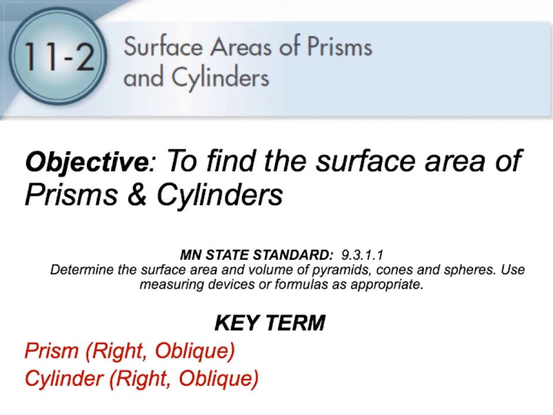Our next lesson is surface area of prisms and cylinders. A lot like chapter 10, this chapter has to deal with a lot of formulas. So we're going to talk about prisms and cylinders. Prisms are something that you would think about like your cereal box. Cylinder would be like your pop can.